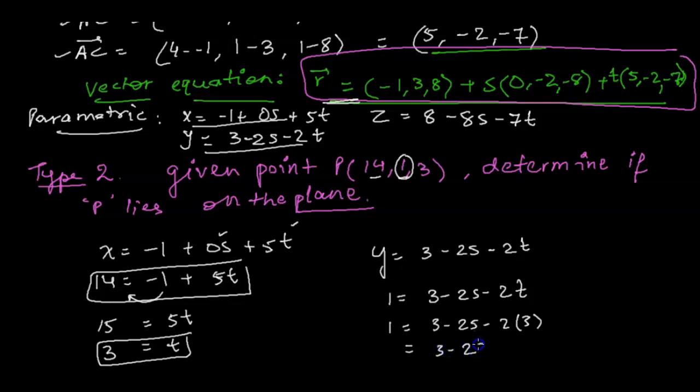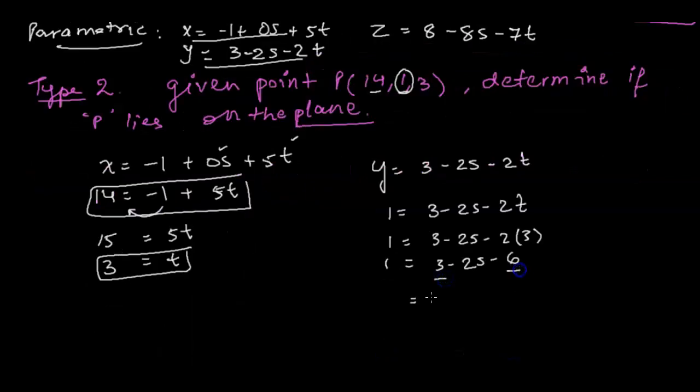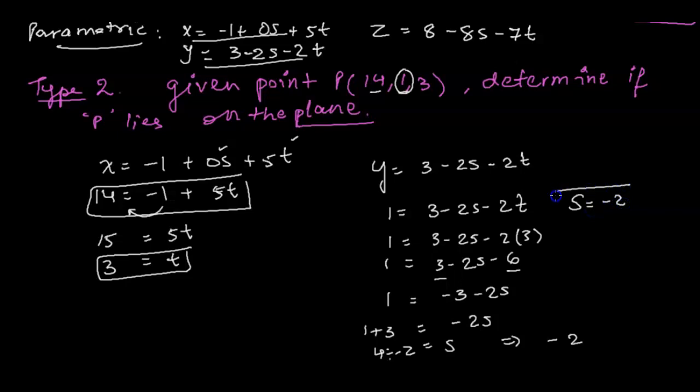So it will be 3 minus 2s minus 6 equal to 1. 3 minus 6 is negative 3, minus 2s equal to 1. That will give us negative 2s equal to 1 plus 3. That is equal to 4 divided by negative 2, which would give us s as negative 2. So we've got the value of s as negative 2.